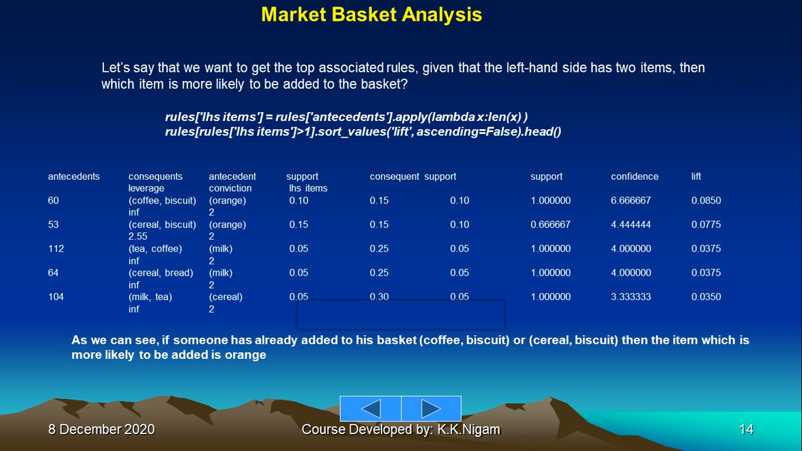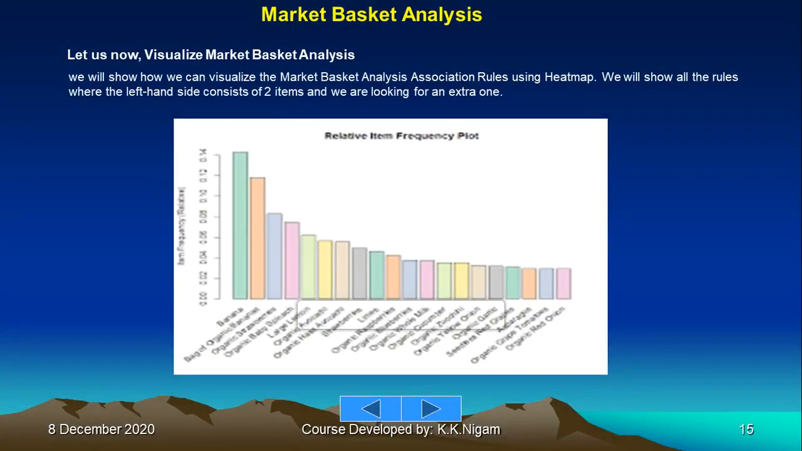As we can see, if someone has already added coffee or biscuit or cereal biscuit to his basket, then the item which is more likely to be added is orange. So this is just to make you understand or have a feel of how this market basket analysis can be done with the help of Python.